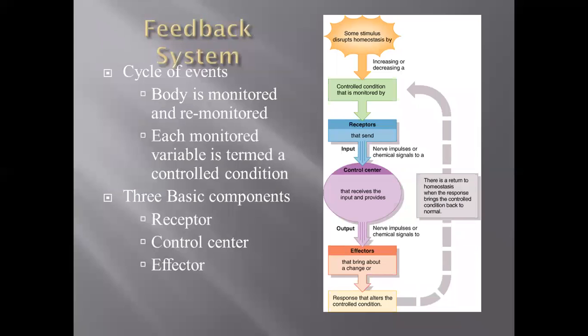The receptor is outside our organs and gets signals from the external environment. How does it get signals? There is a stimulus which disrupts homeostasis by increasing or decreasing it. For example, temperature outside may increase in hot weather, like in summer, or decrease in winter. And you know that our body temperature is also constant, so the body must always keep the same body temperature. It is a controlled condition that is monitored by receptors.